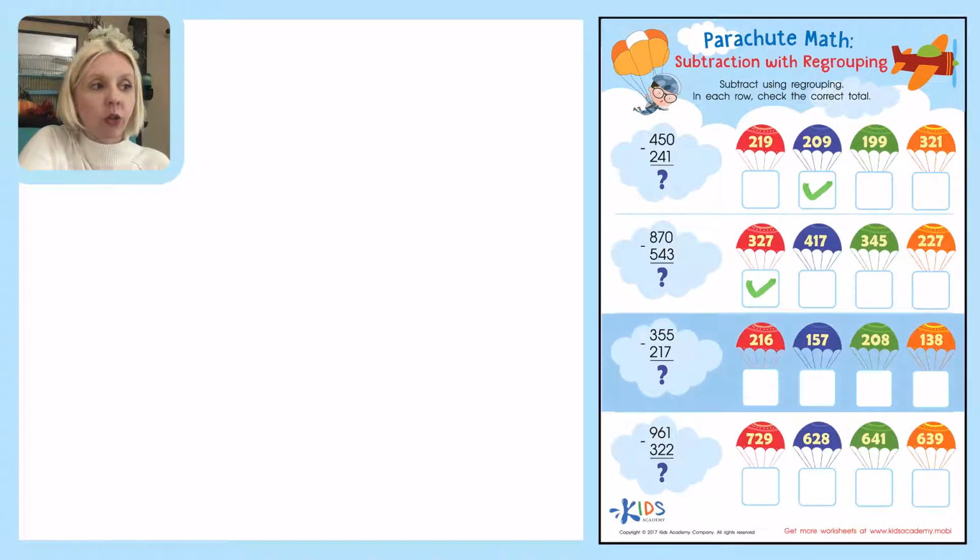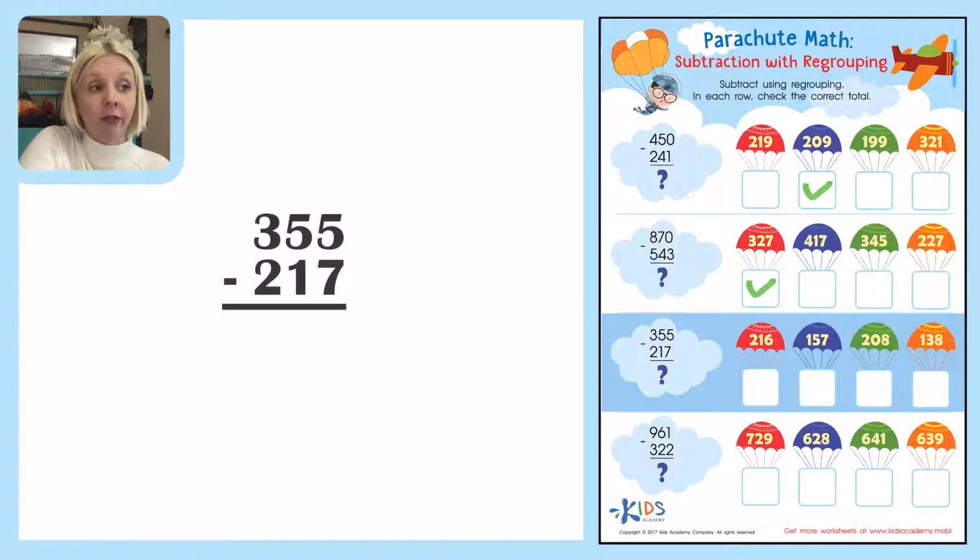The next one is 355 minus 217. Okay, I'm going to take 7 away from 5. Well, I can't do that because 5 is less than 7, so I need to add 10 to this, so it's actually going to be 15, okay, because I'm adding 10 to whatever the number is. So 10 plus 5 is 15, okay? And the way I can do that is by taking 10 away from this one, okay? So I have to turn that into a 4. Don't forget to change that.